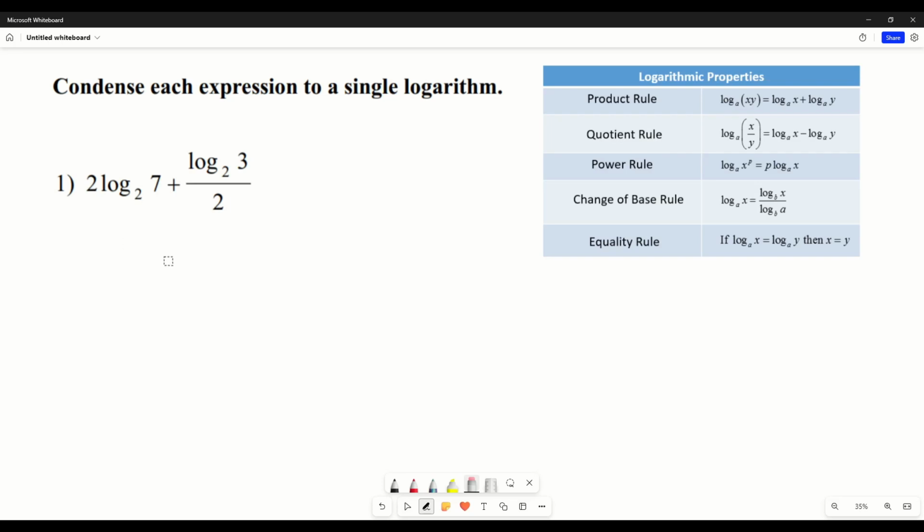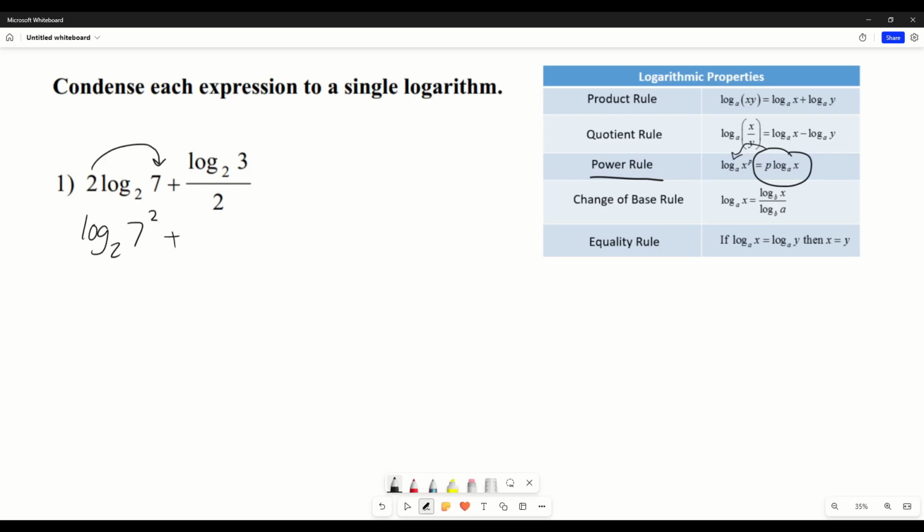over 2. For this one, the rule we're going to be using is the power rule. This one right here. 2 times log base 2 of 7 is actually written in here. What we could do is go backwards by taking the number in front of the log and turning it into the power. So let's take 2 and put it where 7 is. It's going to be log base 2 of 7 squared, and plus. Don't forget about that.